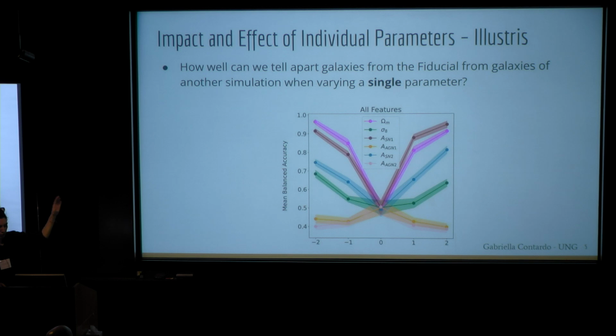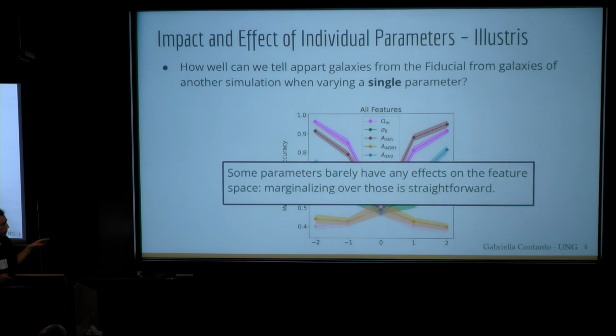As expected, you can see omega matter moves things a lot, so I can classify really well. We could have guessed that from the original results. ASN1 seems to have a strong impact as well, but the two AGN astrophysical parameters seem to have basically no impact; we can't classify. This means that no features are moving based on those parameters. This plot, however, doesn't tell you which features are moved by these parameters, or how they're moved, but it gives you an idea of the strength of the effect on this 13-dimensional feature space.